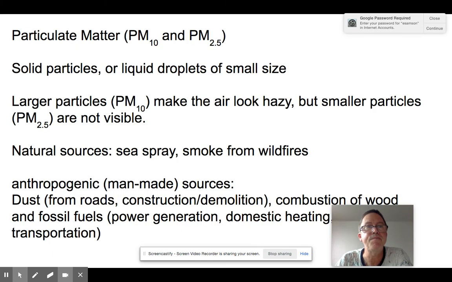And the last one we have to talk about is particulate matter, PM. We usually divide it up between PM10, meaning 10 microns, or PM2.5, meaning 2.5 microns, which is just the size of it. Okay.